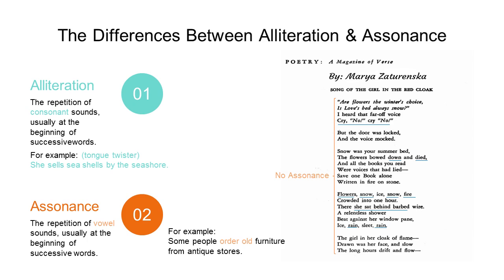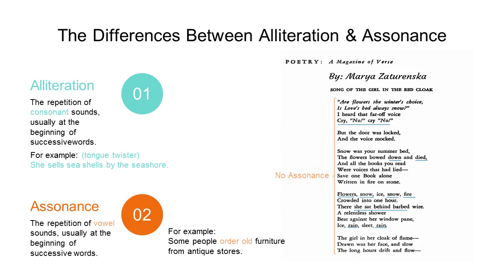The last material is about the differences between alliteration and assonance. Alliteration is the repetition of consonant sounds, usually at the beginning of successive words. Usually alliteration is found in tongue twisters, but not only tongue twisters. This is an example of a tongue twister: She sells seashells by the seashore.